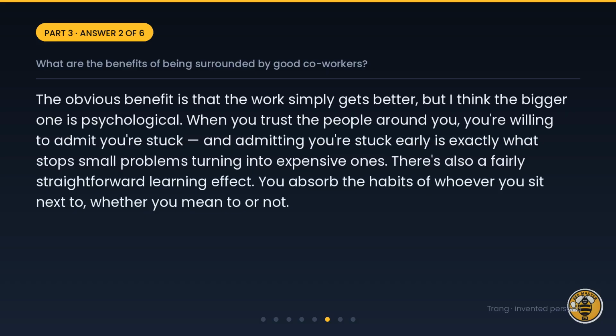The obvious benefit is that the work simply gets better, but I think the bigger one is psychological. When you trust the people around you, you're willing to admit you're stuck. And admitting you're stuck early is exactly what stops small problems turning into expensive ones. There's also a fairly straightforward learning effect. You absorb the habits of whoever you sit next to, whether you mean to or not.